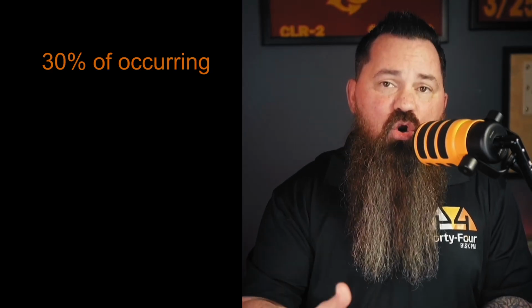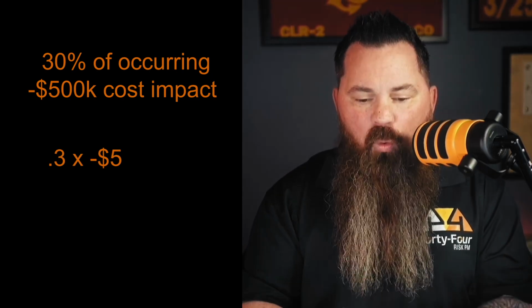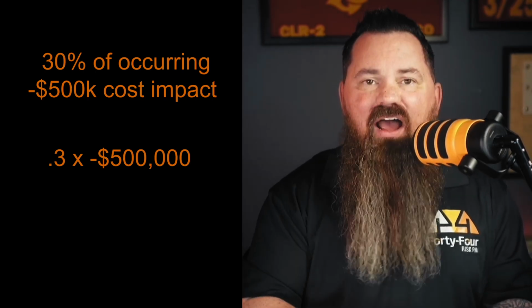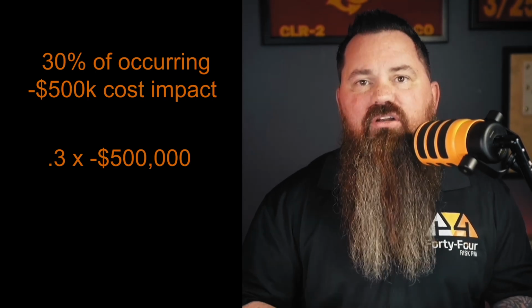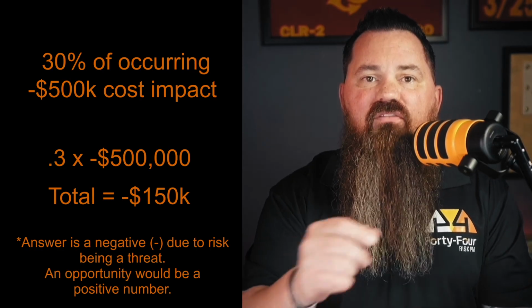Walk this with me. You have a risk. 30% probability of it occurring. If it occurs, the cost is $500,000. The EMV formula then is 0.30 for 30% times 500,000. That gives us $150,000. That is your risk reserve contribution from that one risk.